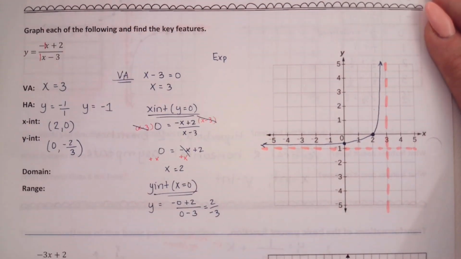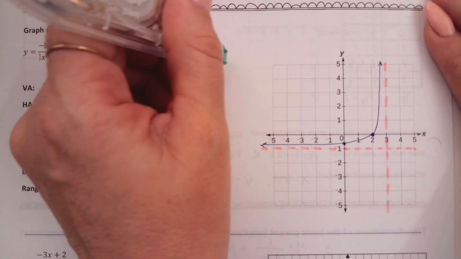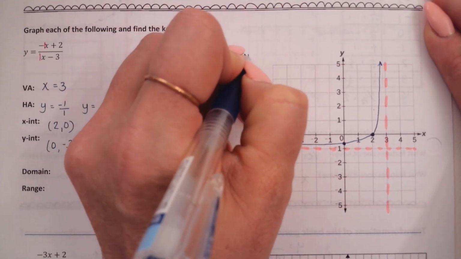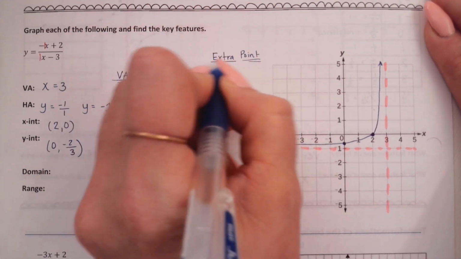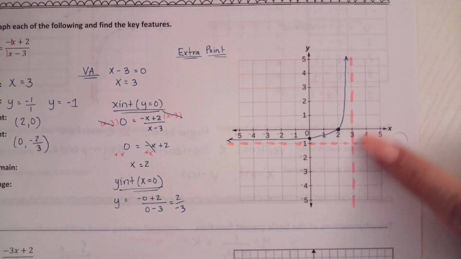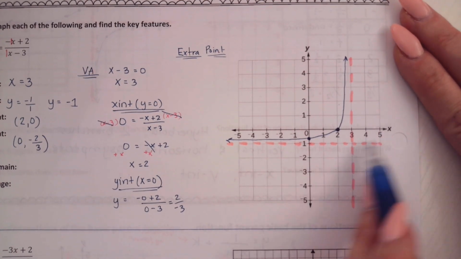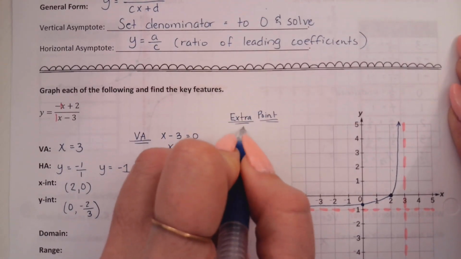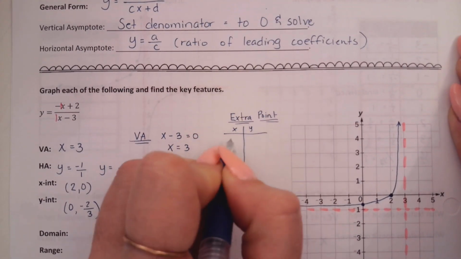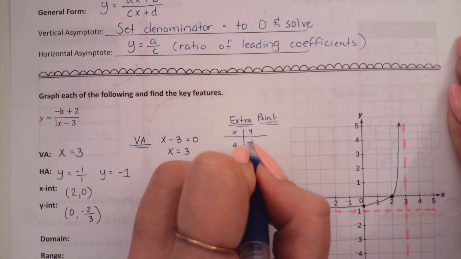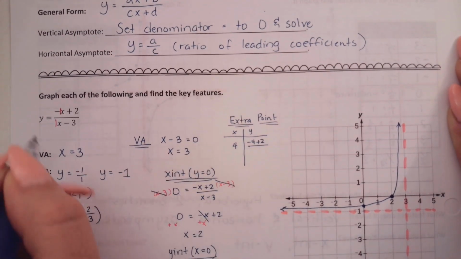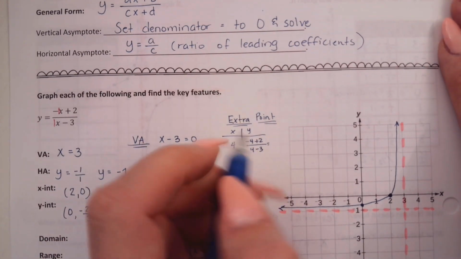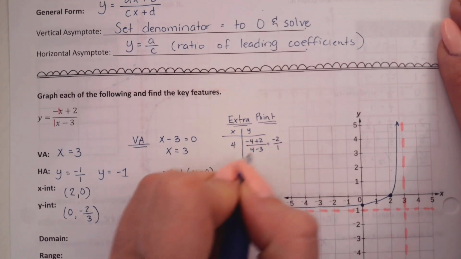Like mirrors. Not necessarily. On these easier ones, they might be, but not always. Extra point. Which means I need to plug in something to the right of positive 3. 4 sounds great. Okay, so I'm going to plug this in for my x to find a y. So we'll have negative 4 plus 2 on the top, and on the bottom we'll have 4 minus 3. What does that create? Negative 2 over 1, which is just negative 2.